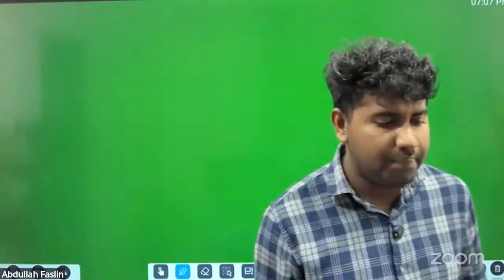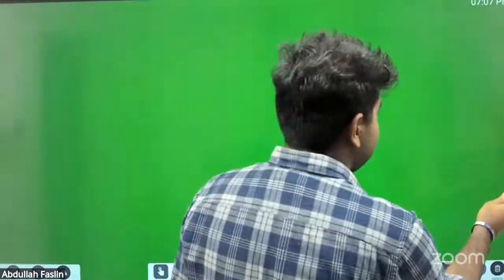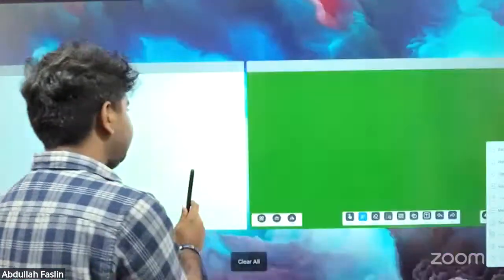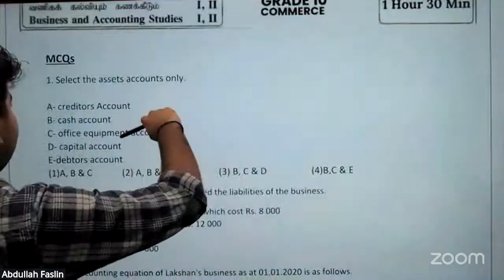Okay, now we'll go into the first question. Since you have downloaded the paper, we'll go into the first question. Select the asset accounts only. Right, now we're going to the MCQ: select the asset accounts only.